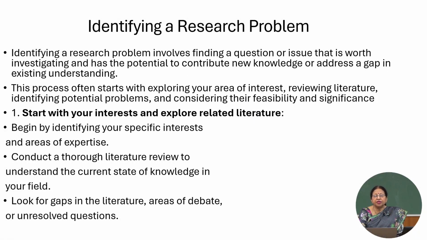Identifying a research problem involves finding a question or issue that is worth investigating and has the potential to contribute new knowledge or address a gap in existing understanding. This process often starts with exploring your area of interest, reviewing literature, identifying potential problems, and considering their feasibility and significance. So this process is very elaborate.